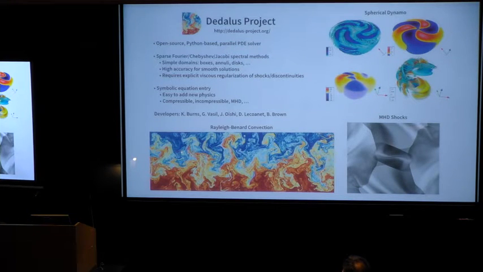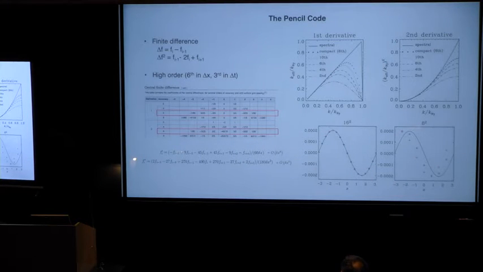Okay. And then I think Vlad has some slides on Pencil. So yeah, the Pencil code is a finite difference code. It's non-conservative, but it relies on high accuracy to achieve the conservation that you need.